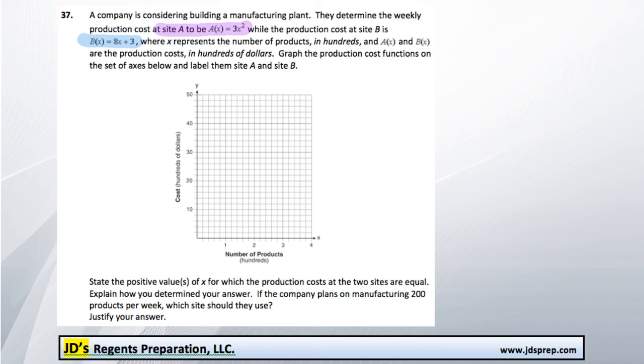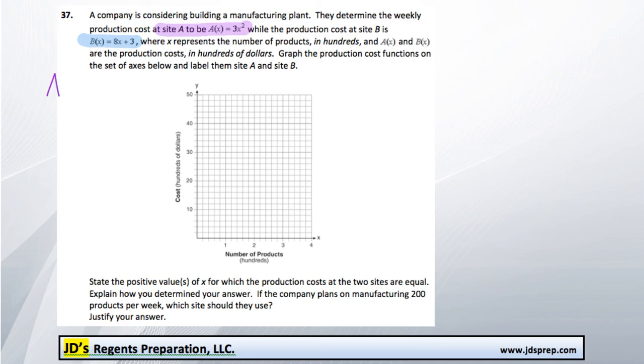in hundreds, and A of x and B of x are the production costs, and that's our y-axis in this graph here. And that's also in hundreds of dollars. Graph the production cost functions on the set of axes below and label them site A and site B. Okay, now a couple different options of doing this. One is you could plug these into your graphing calculator and try to figure out some points that you could connect. What I'm going to do is create a table of values for both of them.